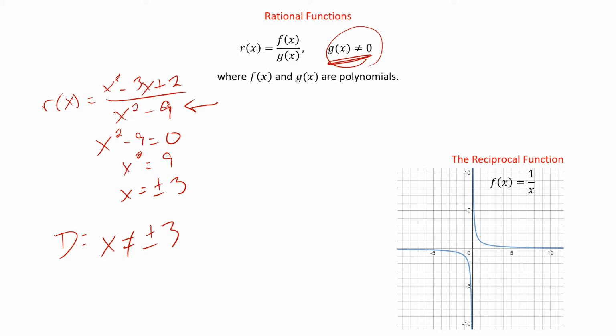And then we can use transformations here. The transformations are exactly the same. If we wanted to stretch it by 2, like vertically, g of x would just be we multiply by 2, so we'd get 2 over x.